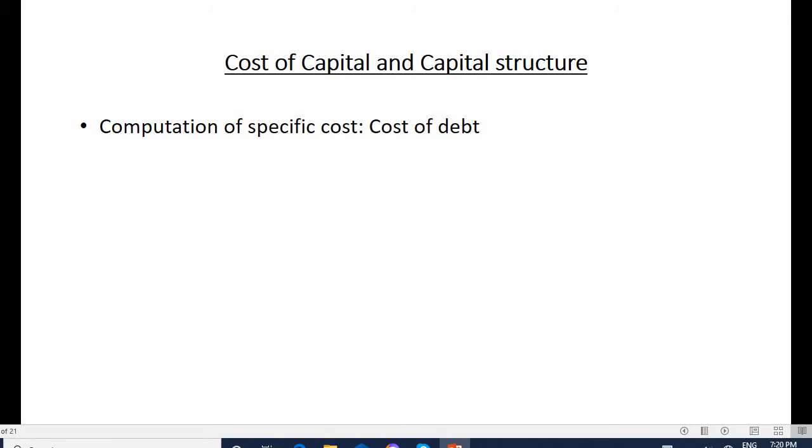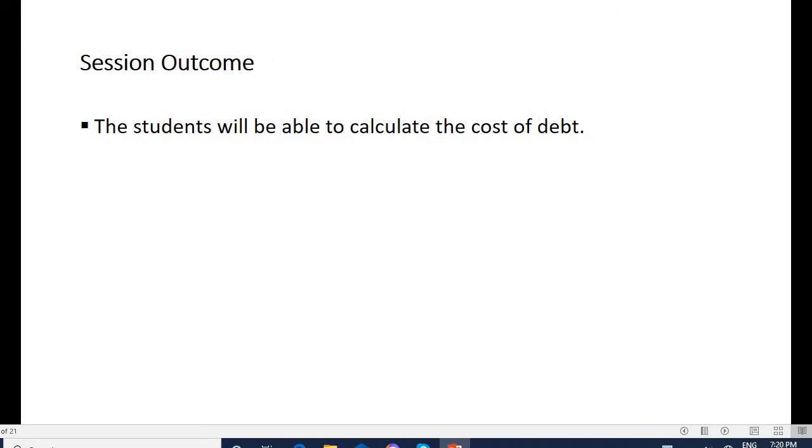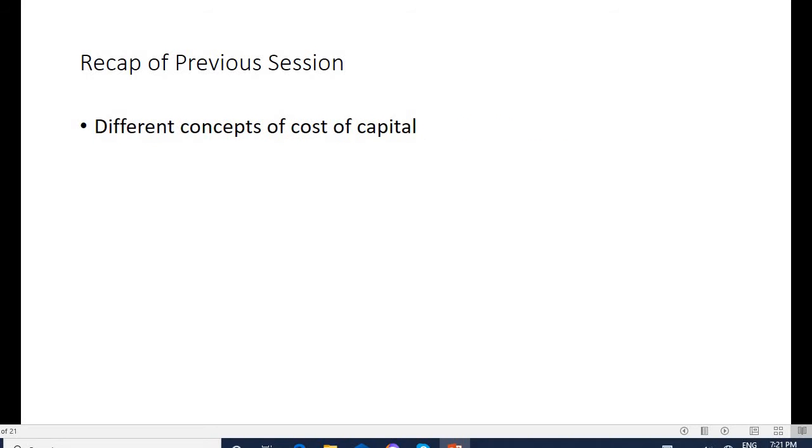Today in this session we'll study the computation of specific cost. Here the specific cost is cost of debt. The outcome of this session is to enable you to calculate the cost of debt. How to compute the cost of debt? Here we are going to study under different situations and under different types of debentures.